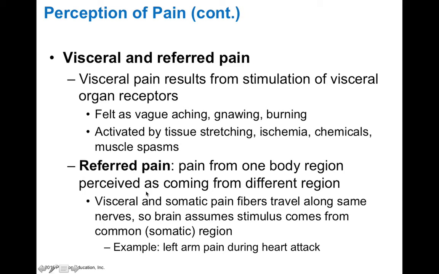Now, referred pain is also kind of odd because it's pain from one body region that's perceived as coming from a different region. An example of this would be where left arm pain is felt during a heart attack. So that pain that originates from the heart could actually be felt like it's originating from the left arm. And this is because the visceral and somatic pain fibers travel along the same nerves. So your brain assumes the stimulus is coming from the common region, which if it's from your heart, it can also be felt like it's coming from your left arm.